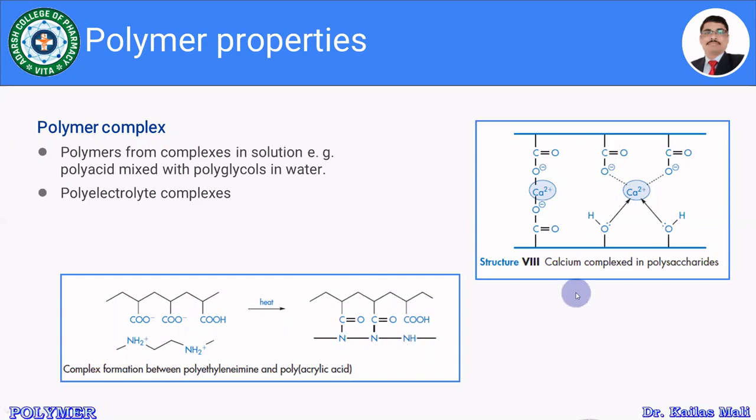Yet another example is calcium complex in the polysaccharides. Take an example of alginic acid or sodium alginate. Say for example, alginic acid is complexed with the calcium ion, and the system becomes hard, and it has different physicochemical properties. So here we have seen the polymer complexation. Similarly, it is possible to complex the polymer with the drug.